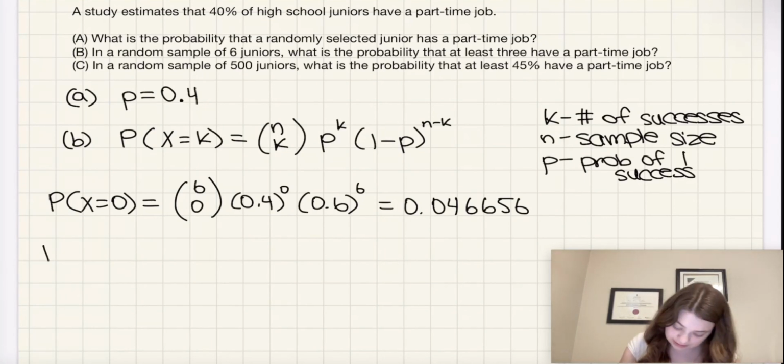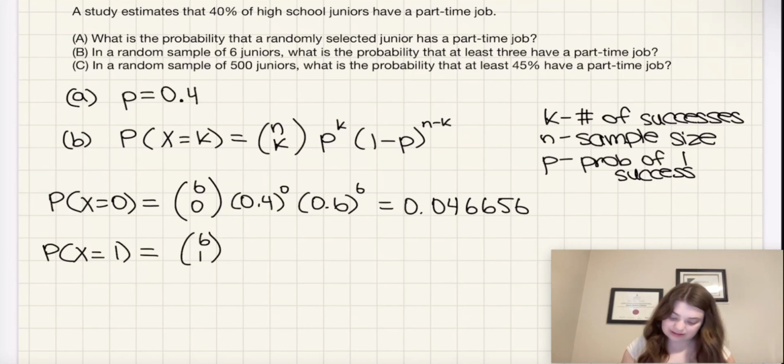Well, same thing here. We're going to do p of x is equal to 1. So that's going to be 6 choose 1. We've got to use the order doesn't matter. It doesn't matter if it's the first student, the second student, third student, etc., who is the person who does have that job, right? It doesn't matter who has a success. We're just calculating the probability that exactly one of those students who is sampled has that success.